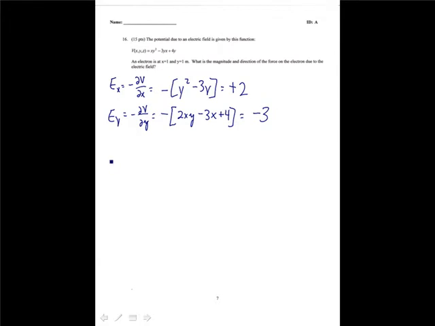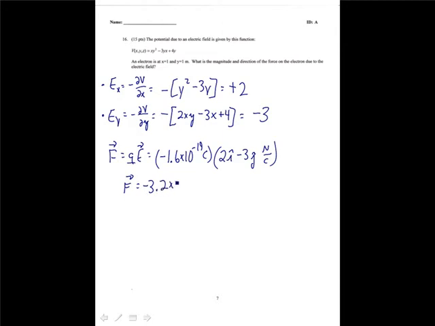Now, to find my force, this is the i component, this is the j component. My force is just equal to Q times E. This is an electron, so my charge is minus 1.6 times 10 to the minus 19 coulombs. And my electric field is 2i minus 3j, in newtons per coulomb. And so my force in vector notation is negative 3.2 times 10 to the minus 19 i plus 4.8 times 10 to the minus 19 j newtons.